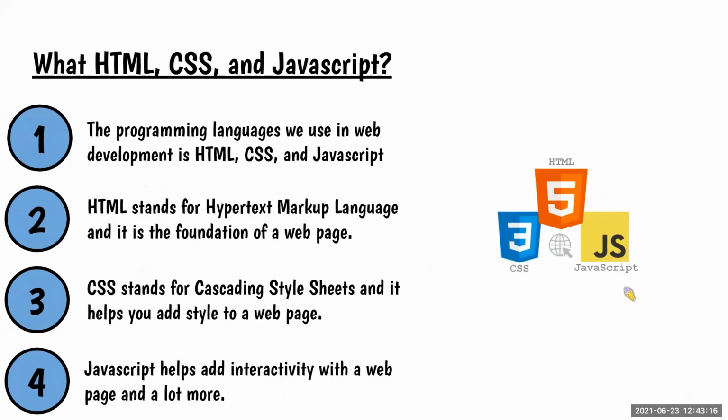The programming languages we use in web development are HTML, CSS, and JavaScript. These are the main programming languages that we use when building websites, and these are the only three we use, and each one has a purpose. For example, HTML stands for Hypertext Markup Language, and it is the foundation of a web page. It builds a basic structure, so web pages, text, images, all that sorts of stuff.